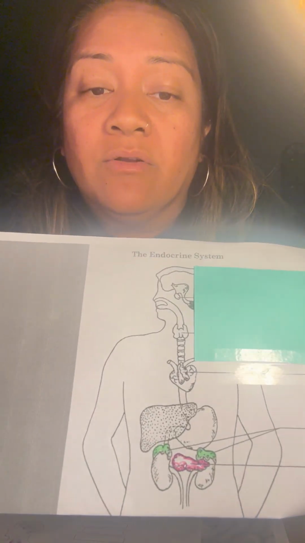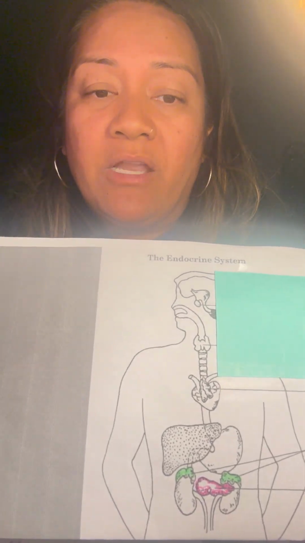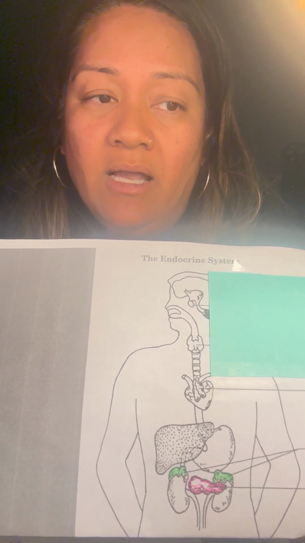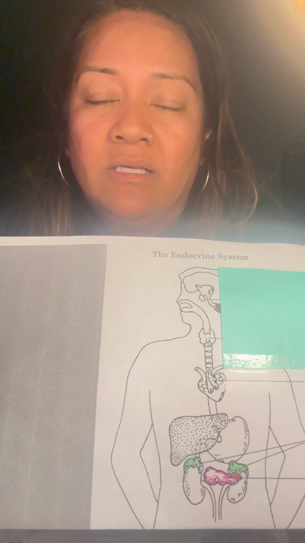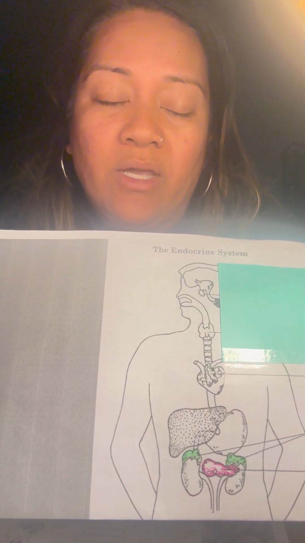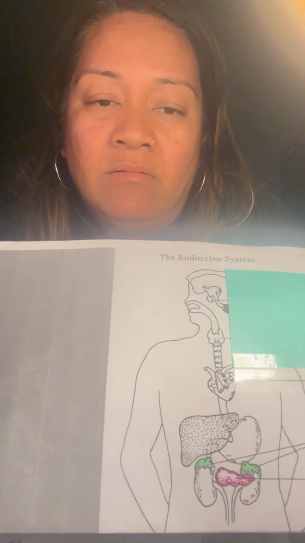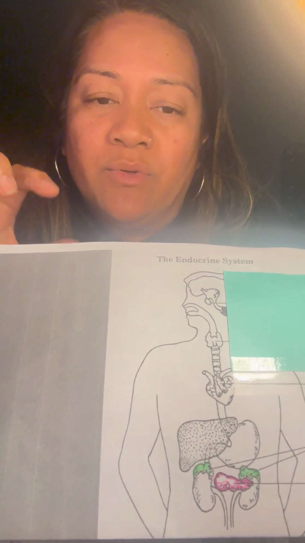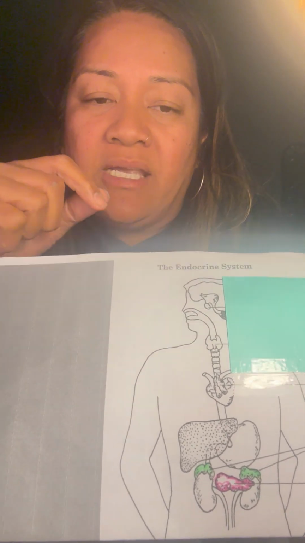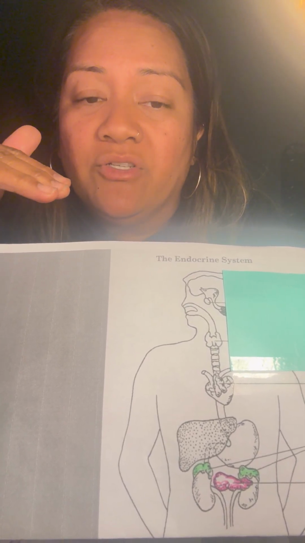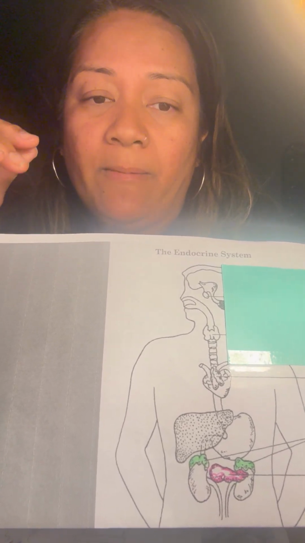Pancreas. The endocrine portion of the pancreas is called the islets of Langerhans. The islets of Langerhans are embedded within the pancreatic tissue and located deep in the abdomen, posterior to the stomach. They're like little clusters of cells scattered about the pancreas, and they secrete either insulin to lower your blood sugar or glucagon to raise your blood sugar.